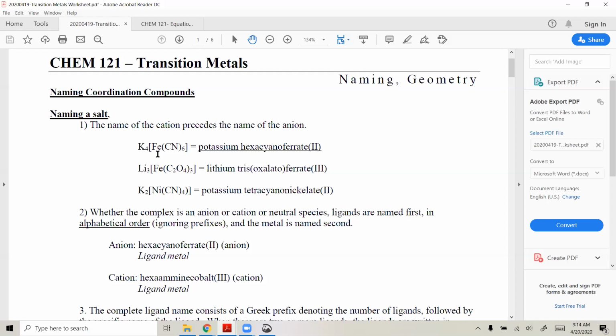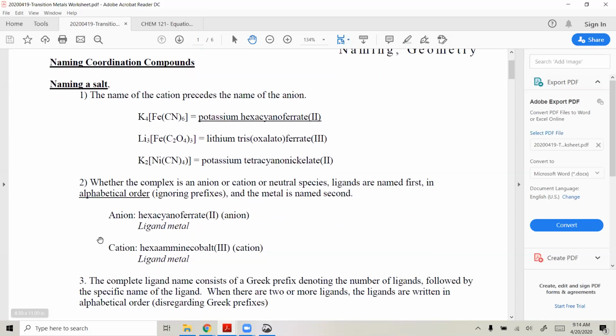So for these 3, you can see that our ion was the cation. So that's why we're starting with potassium, lithium, and then potassium again. After you've done your cation, then we're going to go into naming your ligands first. Now, ligands go through in alphabetical order. And it doesn't matter whether they're neutral or anions or cations. We're always going to go through and name them alphabetically. This doesn't include the prefixes, so you don't have to worry about that part. And then the metal is going to be the last part that we name after all of the ligands.